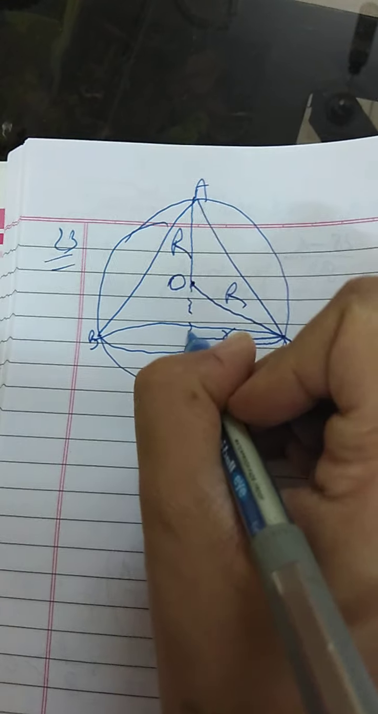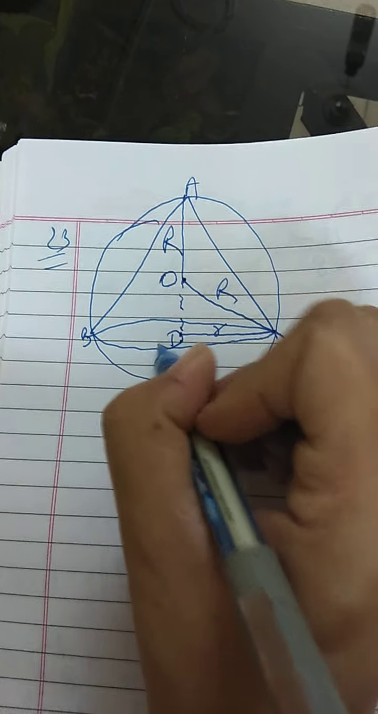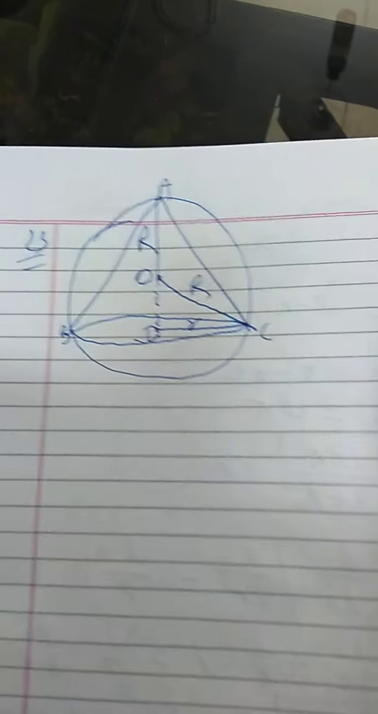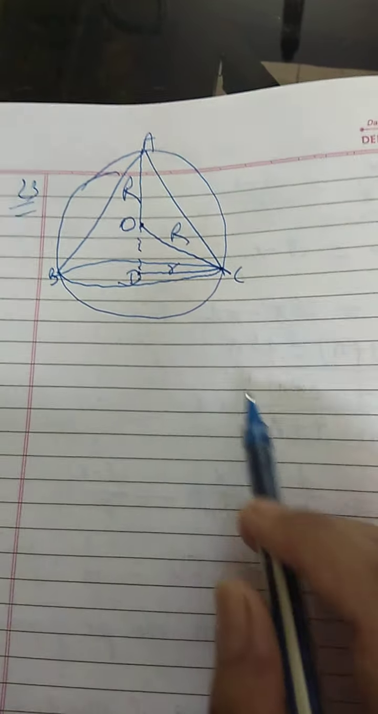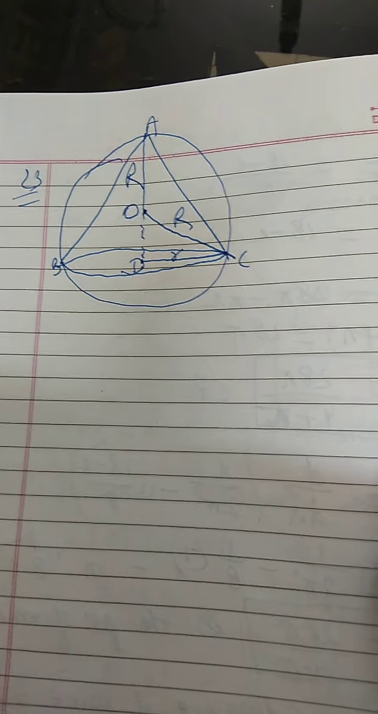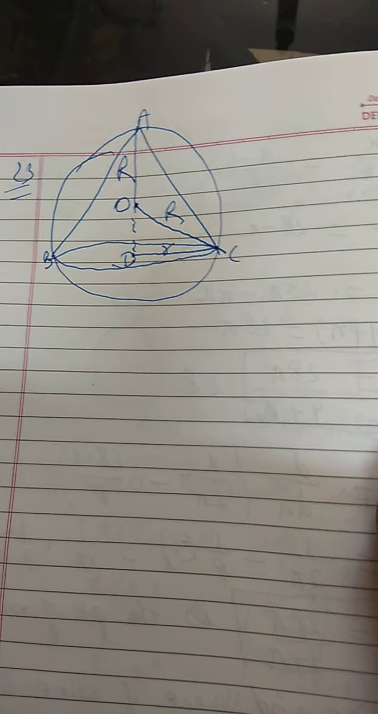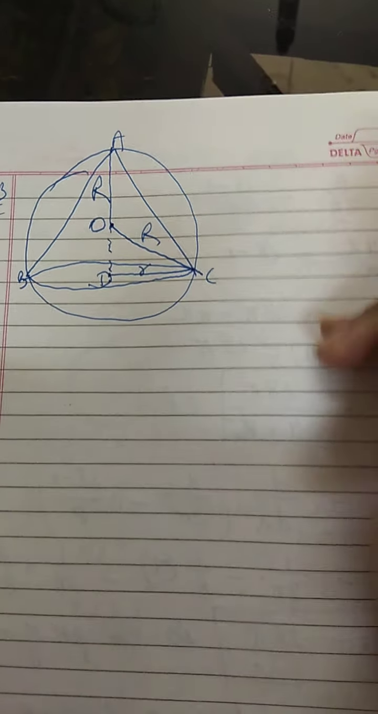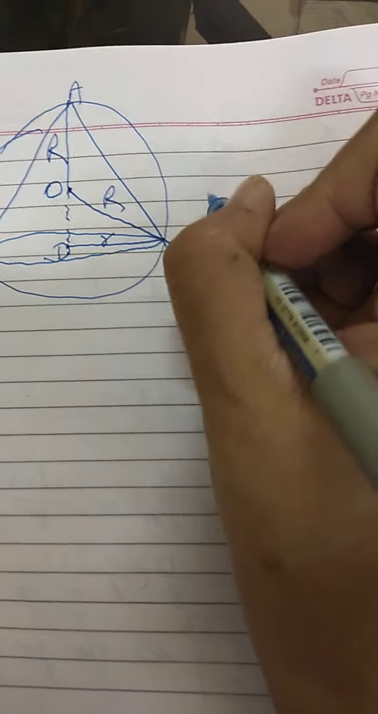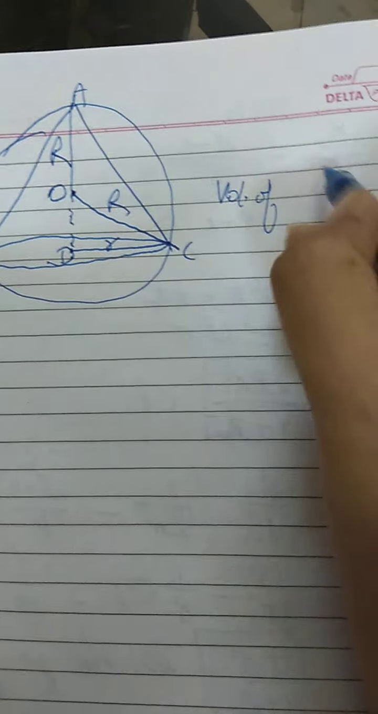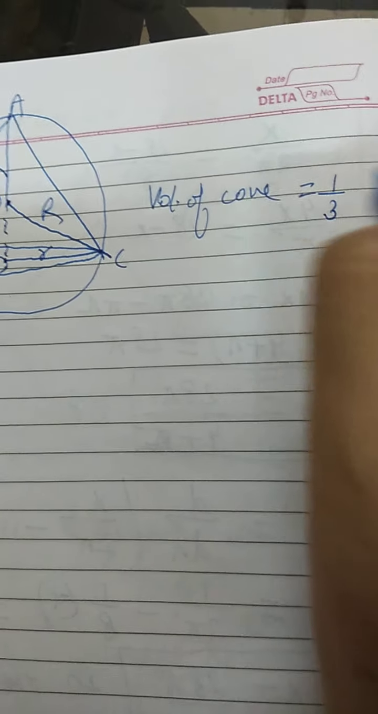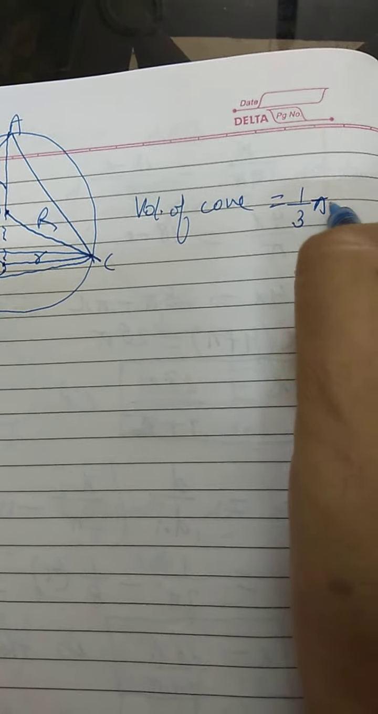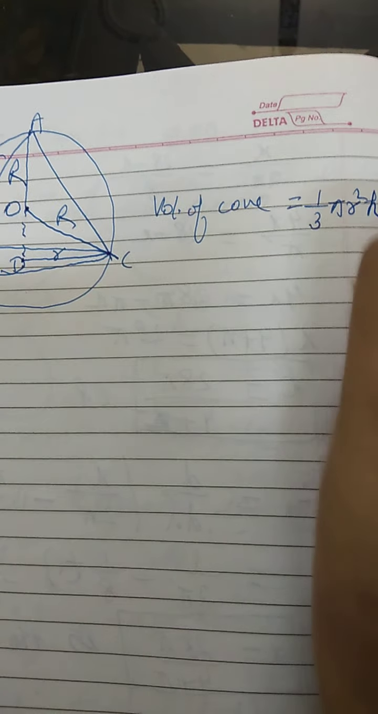And if I join here, let it be point D, because this is O, so here I cannot take it as O. Let it be point D. So first of all, this will be the figure. And we have to prove that the volume of the largest cone is 8 by 27 of the volume of the sphere. So we need two volumes here. Let us write down first of all the volume of the cone. The volume of cone formula is 1 by 3 pi r square h.